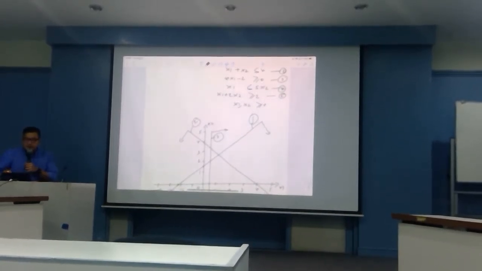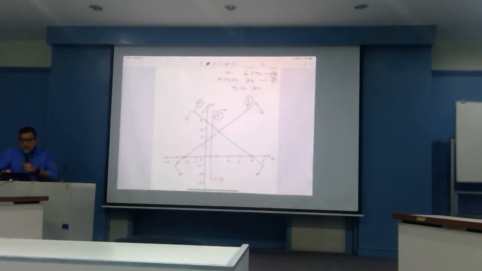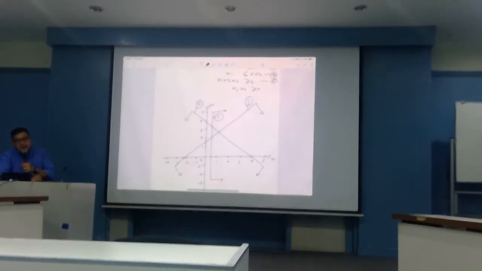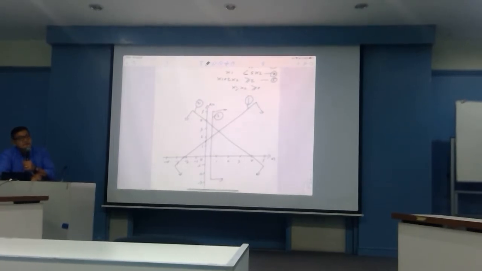Constraint number 4: x1 less than or equal to 5x2. This is the same as the previous example, right? The graph goes out of the origin point. One point that this graph is going to pass through is about x1 equal to 5, x2 equal to 1.